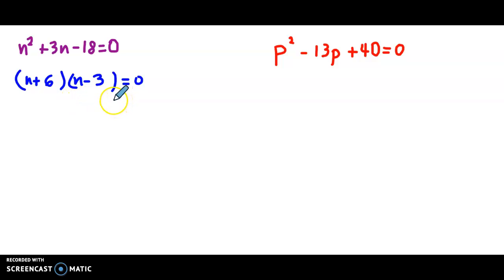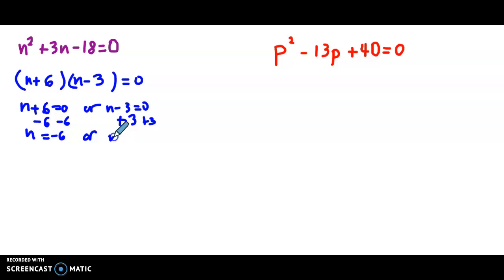So at this point, I have my trinomial factored. I have two factors equal 0. So this is where I will be using the zero product property. This is 0 or this is 0. And you're solving to get n by itself. So you have to subtract 6 from both sides, and there's your first solution, or one of the solutions. And here you're adding 3. So n is -6 or n is 3.